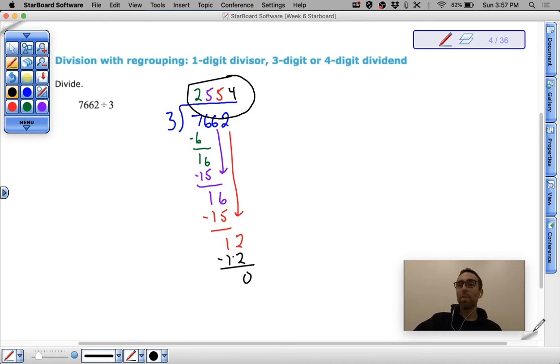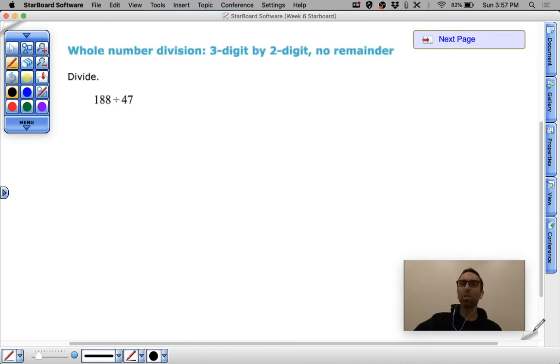Got one more type of problem I'm going to have you work on today, and these are also not that fun. Now we're working with double digits, 2-digit numbers here. So when I work with these, I'm going to write these out the same way I did the last one. So let's start by writing this out as 47. This is going to go into 188. Not too bad.